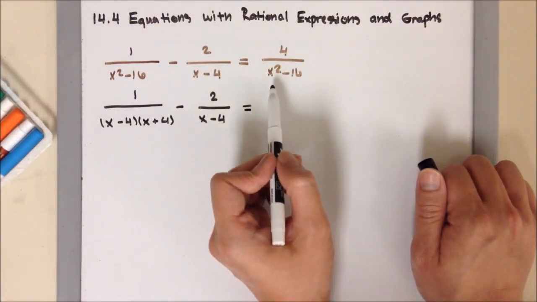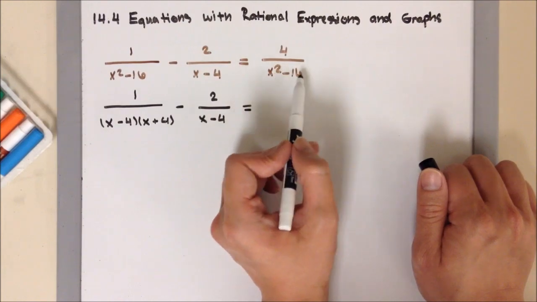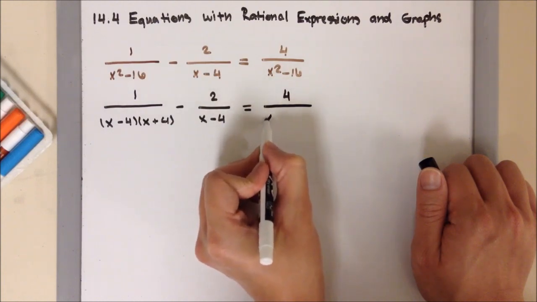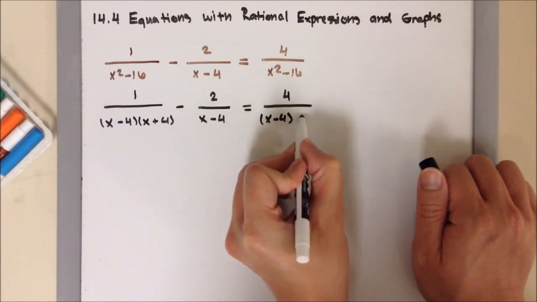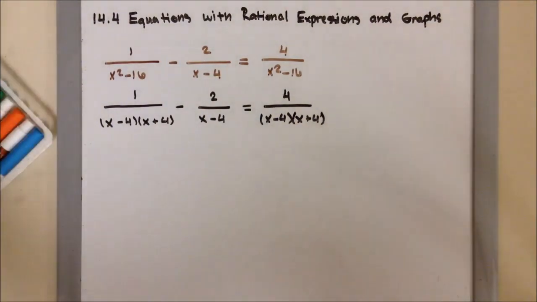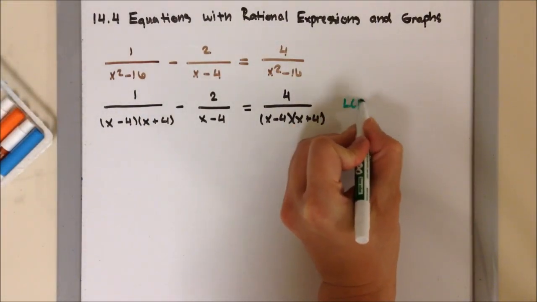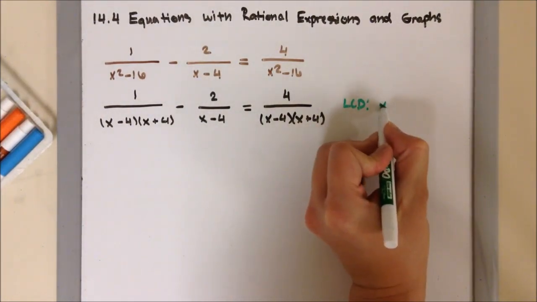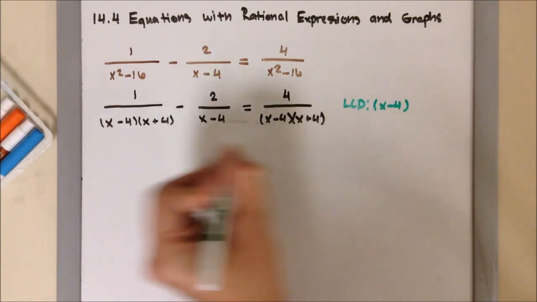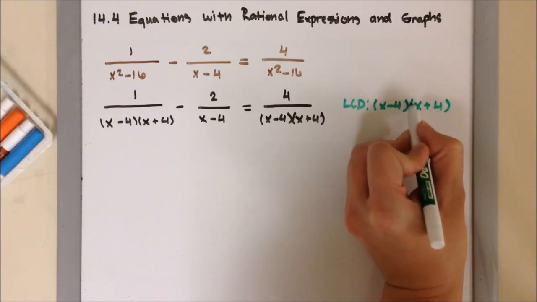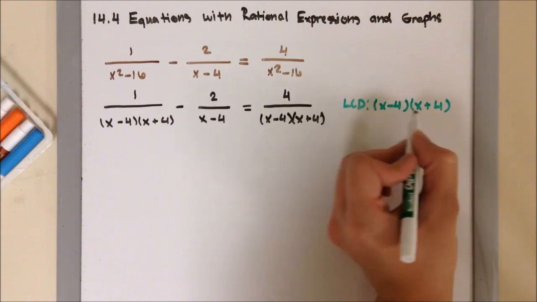For the last fraction, it's x squared minus 16, so we're going to factor that. The numerator stays the same, and the denominator becomes x minus 4 times x plus 4. So we finished factoring. For our LCD, looking at all the factors in the denominators, all three have x minus 4, but only two have x plus 4, which means it's part of the LCD. So our LCD is x minus 4 times x plus 4.